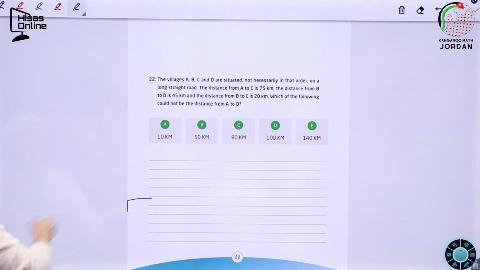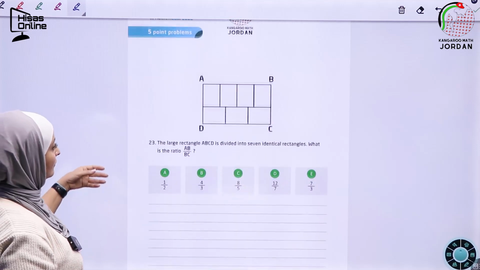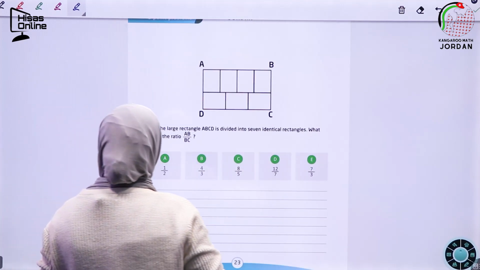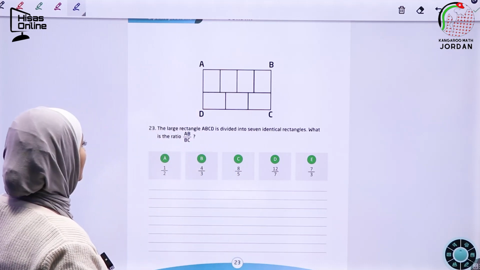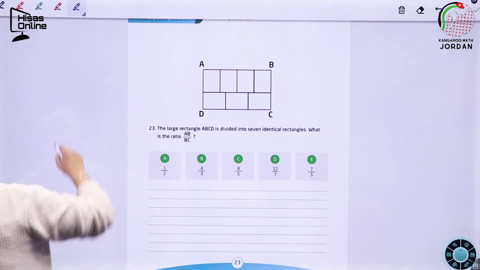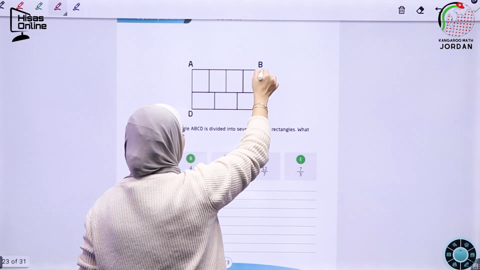Continuing. The large rectangle ABCD is divided into 7 identical rectangles. What is the ratio of AB over BC? Look at this.